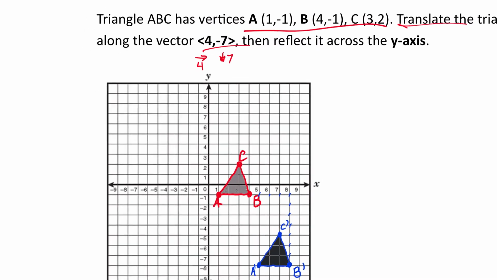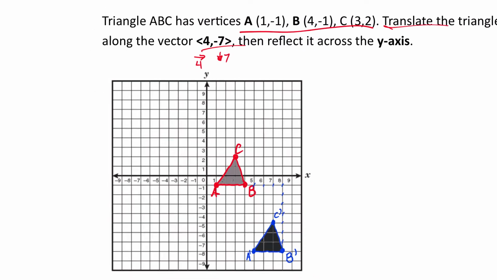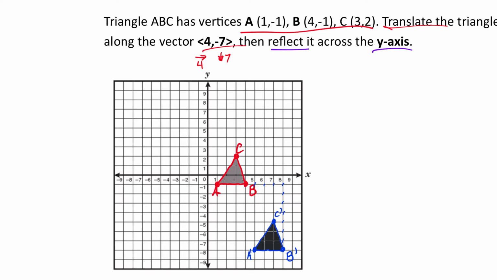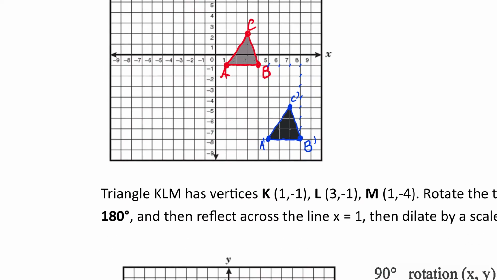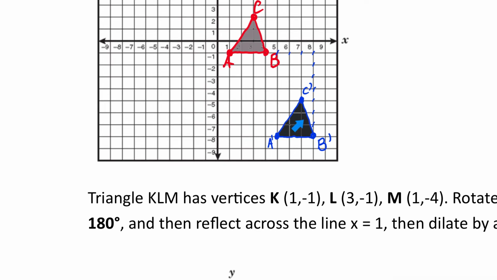Now, you can see that it says then reflect across the y-axis. So this is where the composition comes in. We're doing more than one, and this composition is like a progression. It's not like we go back to the original one. We're reflecting the last one that we were on. So I'm not reflecting the original one across the y-axis. I'm reflecting the last one that we did across the y-axis. Okay? So I am going to be flipping the blue and black triangle there across.